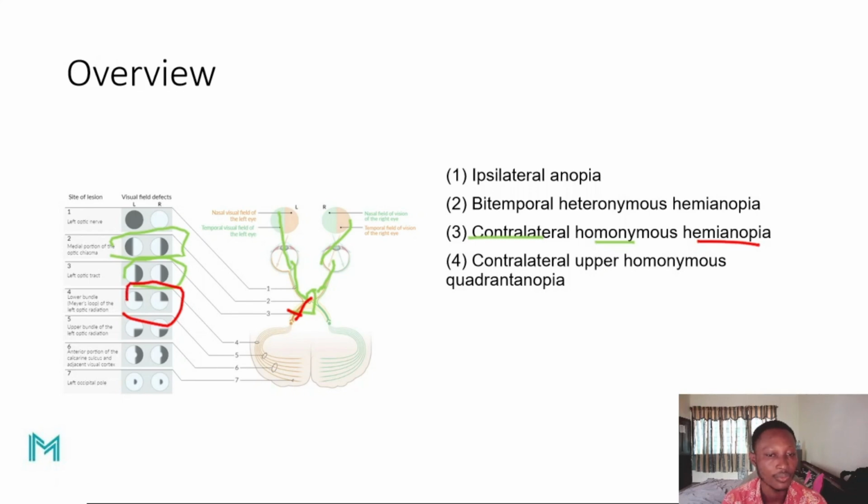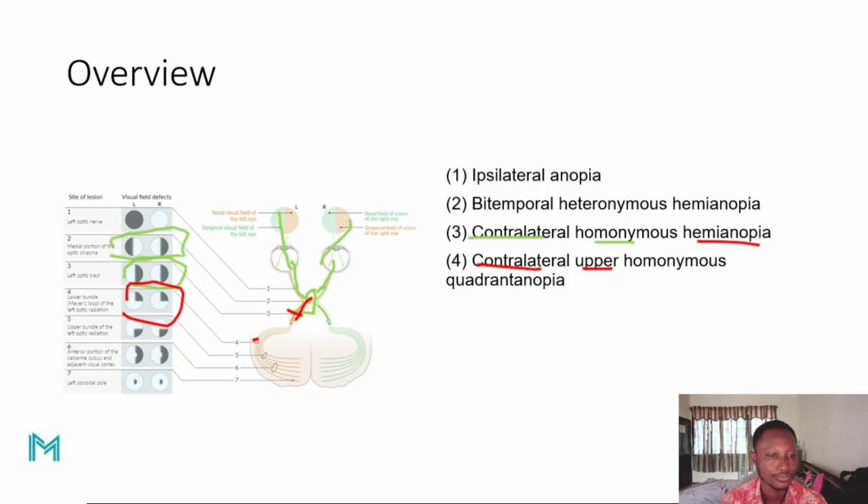So now contralateral, as we said, is because it's on the opposite side of the lesion. So this usually arises from damage to the optic radiation. If it is upper, it means that the damage is on the lower radiations, or the lower optic radiation, and these are located in the temporal lobe. And we'll talk about the lower homonymous type.